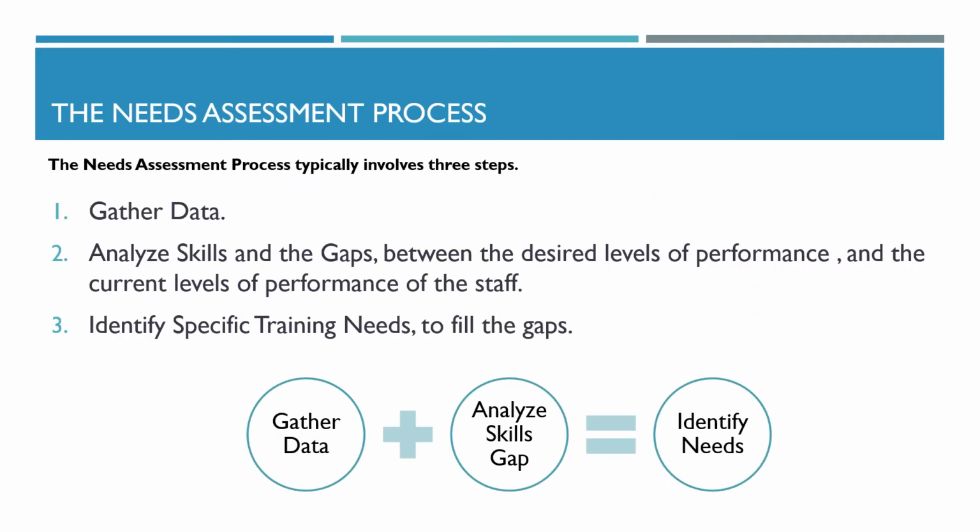The needs assessment process typically involves 3 steps. The first step is to gather data. The next step is to analyze skills and the gaps between the desired levels of performance and the current levels of performance of the staff. And the third step is to identify specific training needs to fill the gaps.